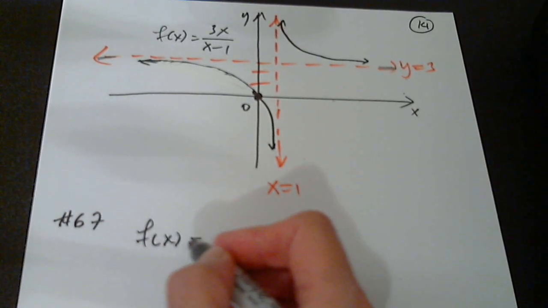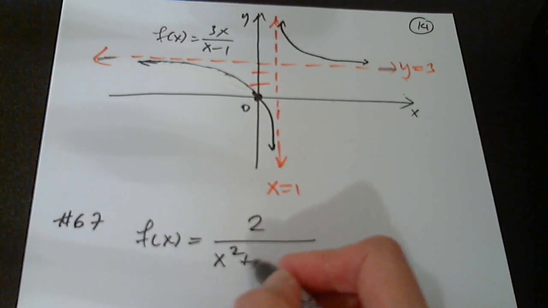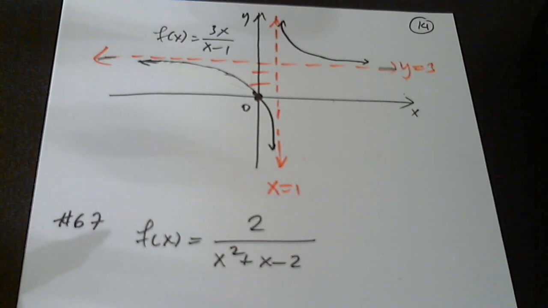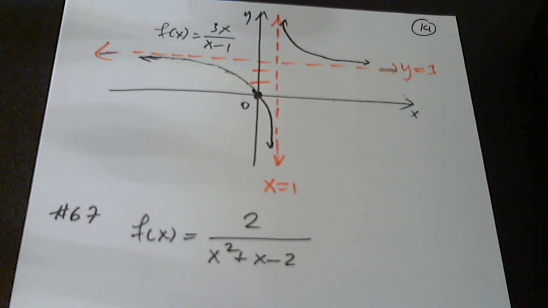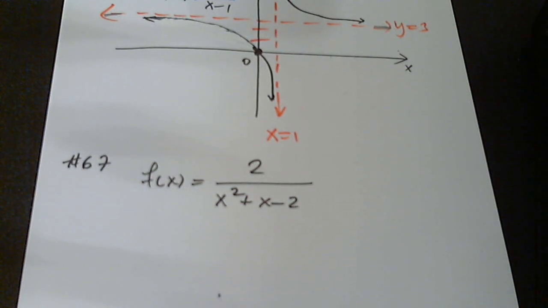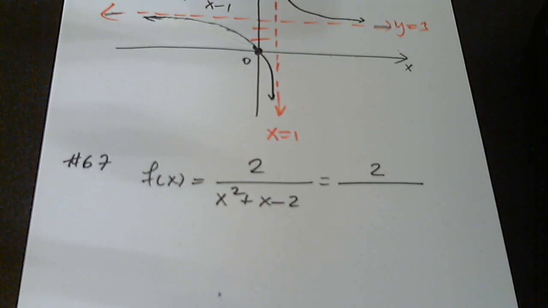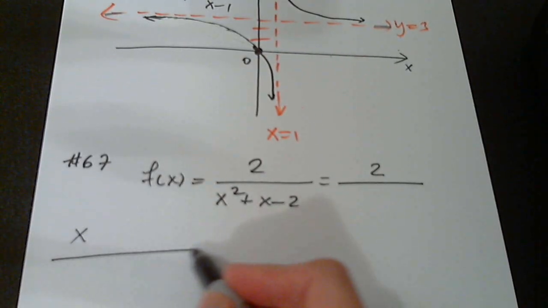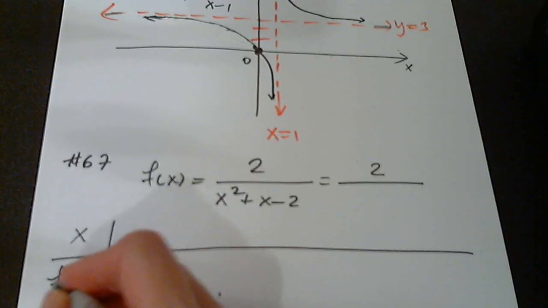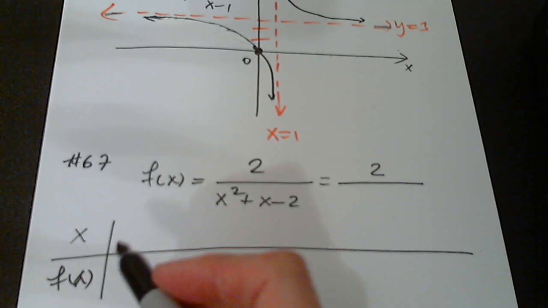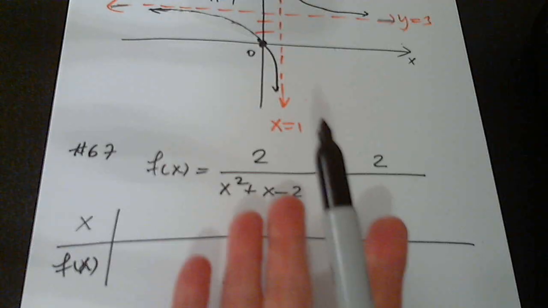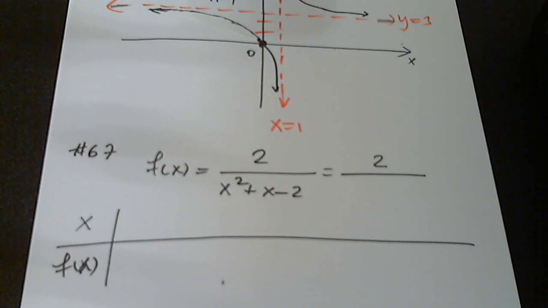F of x equals 2 over x squared plus x minus 2. These rational functions are exciting, require a lot of work. Once you understand them, you cannot miss anything. Good. So what will be my first step? Absolutely, for sure. The answer is the domain, and I have to do something to the denominator in order to find the domain.